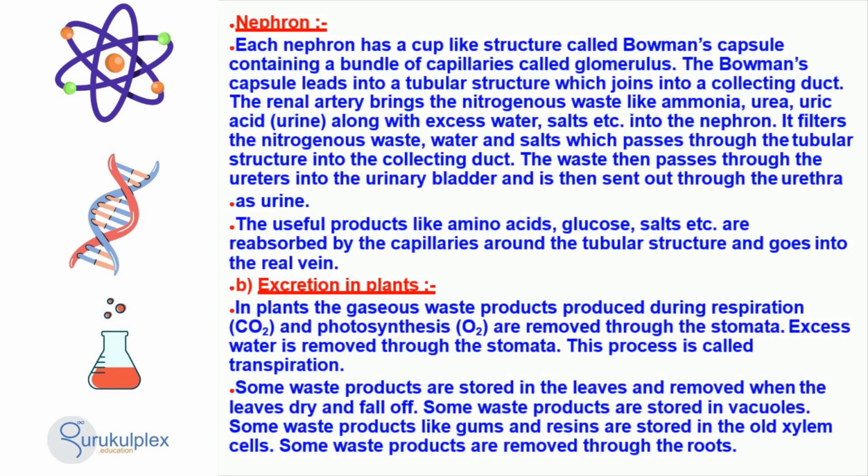Plants have an additional method of expelling waste products, which is exudation. Exudation is the process of releasing substances from living cells. These substances, called exudates, contain various substances like lipids, proteins, starch, and resins.